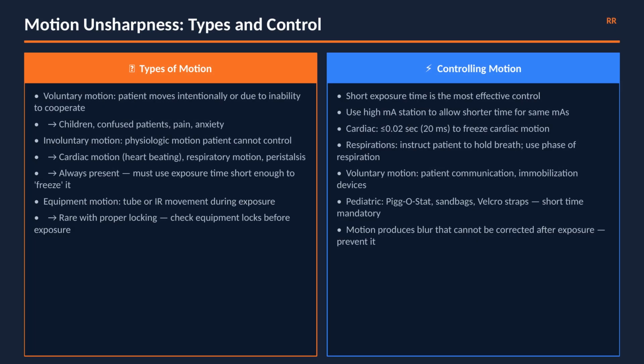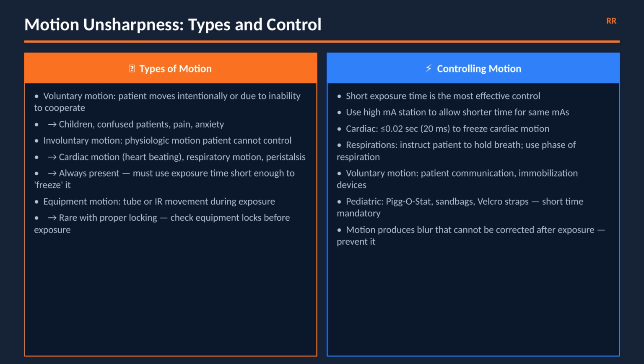Two types of patient motion, and each has a different control strategy. Voluntary motion, the patient moves intentionally or because they cannot cooperate. Children, confused patients, patients in pain or anxiety. Control, patient communication, positioning assistance, immobilization devices, pigostat for pediatric chest, Velcro straps, sandbags.